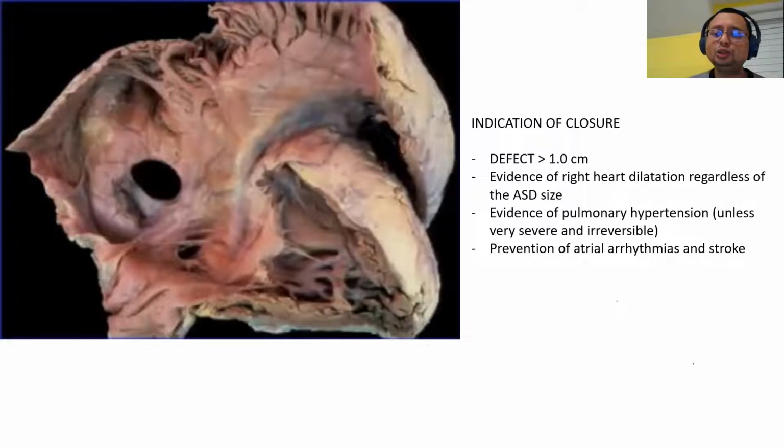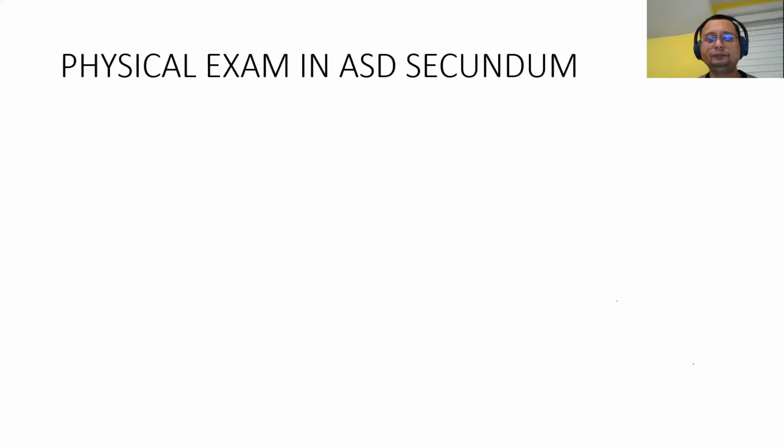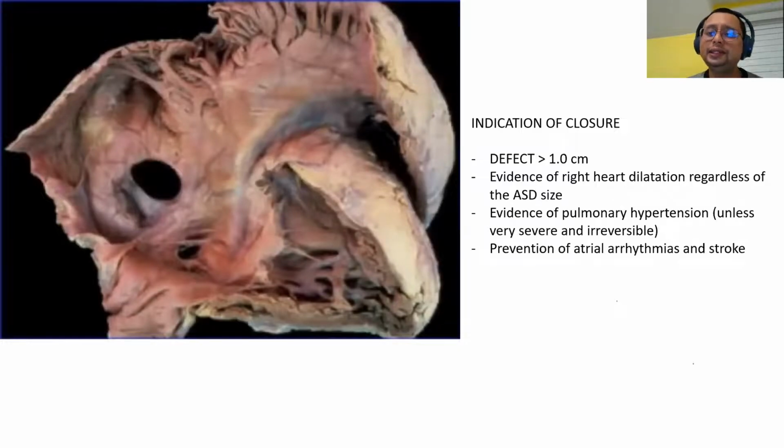And this is also useful in terms of prevention of atrial arrhythmia and stroke. What are the contraindications for transcatheter closure of ASD secundum? Number one, an ASD that is too big. The Amplatzer device can only accommodate a maximum of 4 centimeter diameter. So if it's more than 4 centimeter diameter, you cannot close it transcatheter.